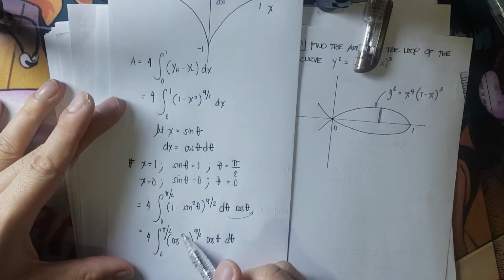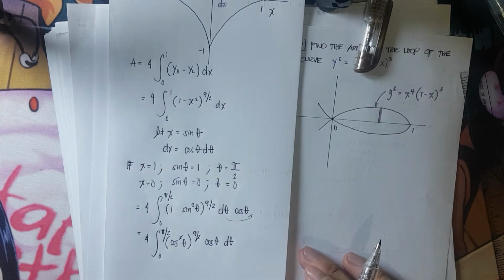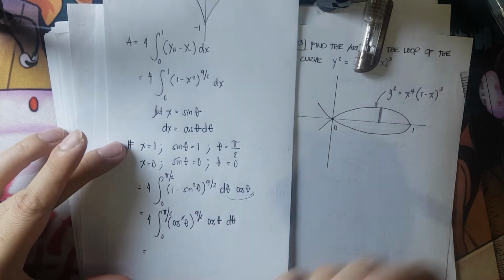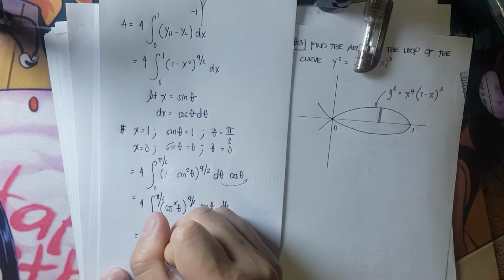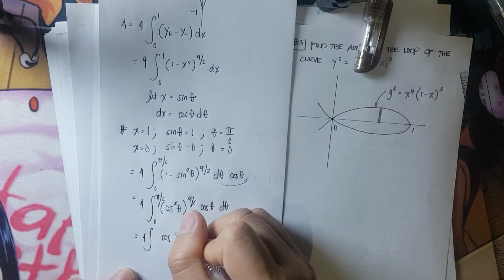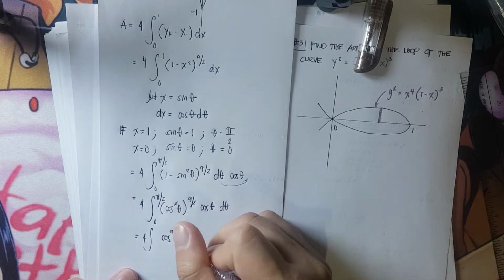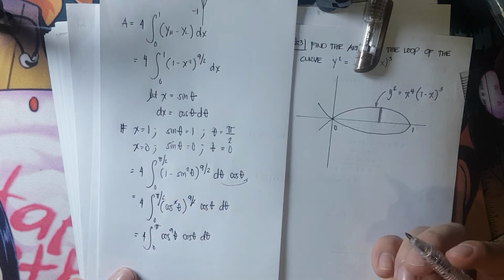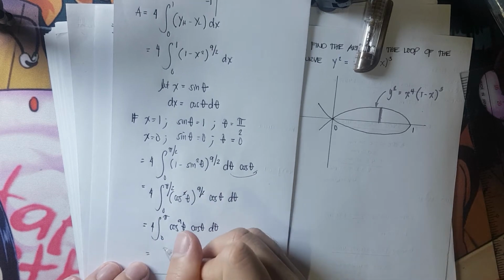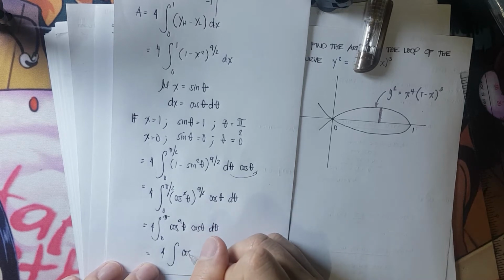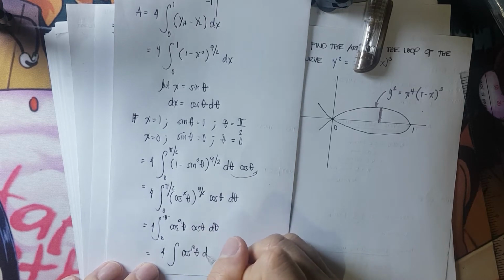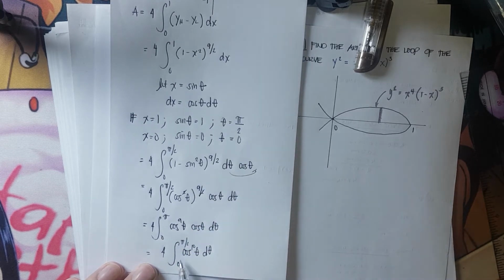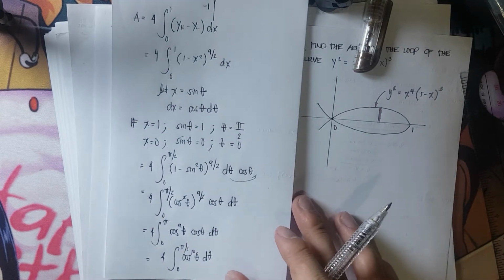So squared will cancel out with the denominator of the exponent, which is also 2. So that will be the integral of cosine theta raised to the 9th power times cosine theta d theta from 0 to pi over 2. So simplifying further, we have 4 times the integral of cosine theta raised to 10 d theta from 0 to pi over 2.